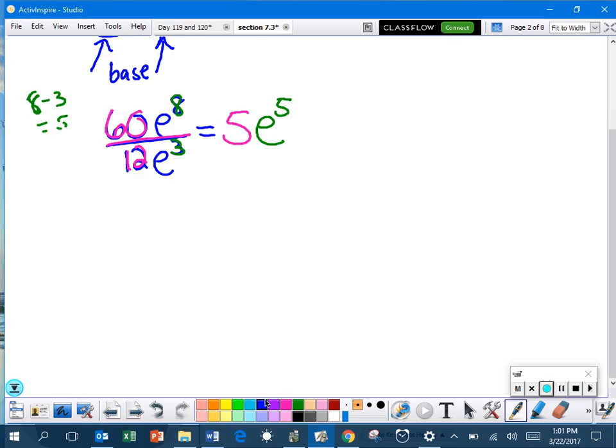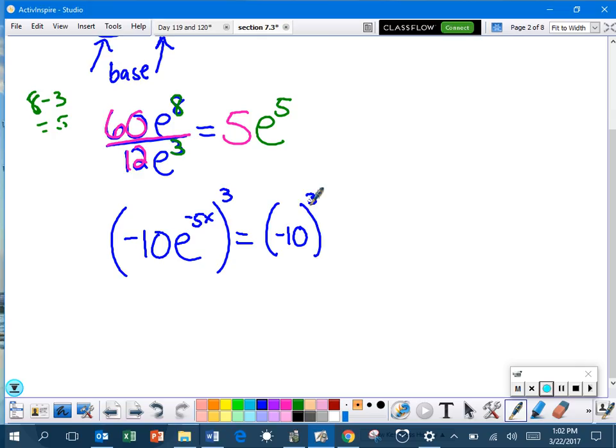All right, moving on. One more of these. Let's say we have, in parentheses, negative 10e to the negative 5x, to the 3rd power. Well, the rule here is that the exponent of 3 belongs to everything that's inside. There are no plus or minus signs here. So I'm going to rewrite this first like this: negative 10 to the 3rd power, because the 3 goes to the negative 10, and also it goes to the e to the negative 5x power, to the 3rd power.